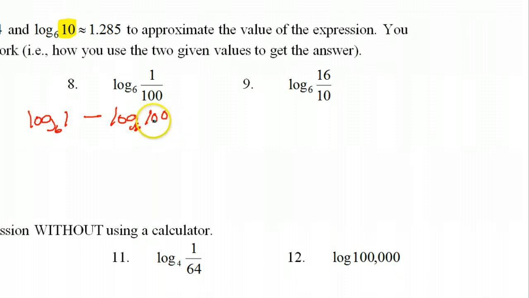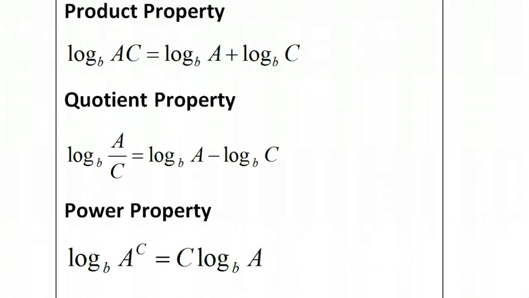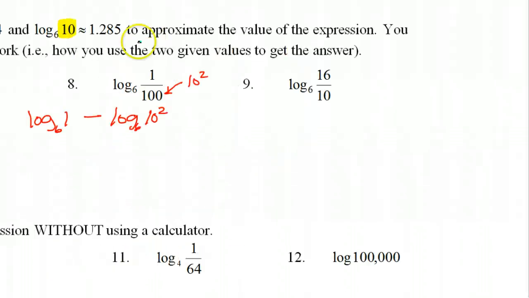Now 100 is 10 squared. So can I just go ahead and put 10 squared right now? And then I can use my power property, which says I can take this exponent and put it in the front. So if I do that and pull this 2 out here, this becomes log base 6 of 1 minus 2 times log base 6 of 10.